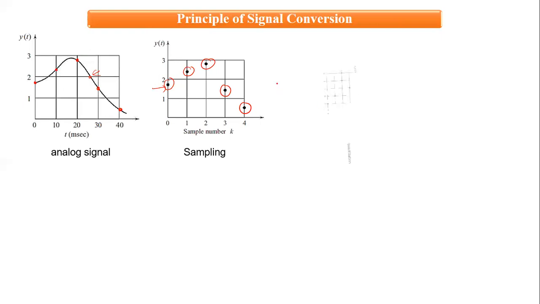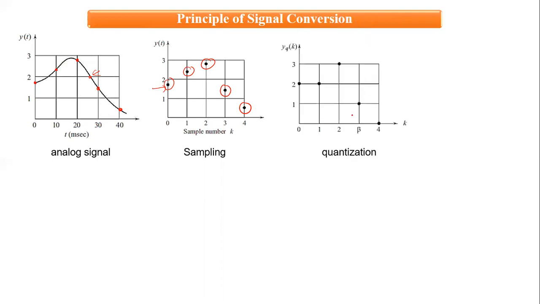Then after sampling, the quantization is basically done. As you can see here in this particular diagram, these are the quantized samples. Now what is quantization? In very basic terms, quantization is basically rounding off of a fractional value. For example, if you have a sample that is almost near to 2, let us say the value is 1.75, we'll round this off to 2.0.